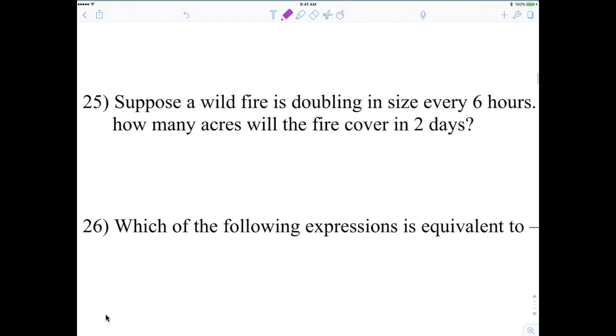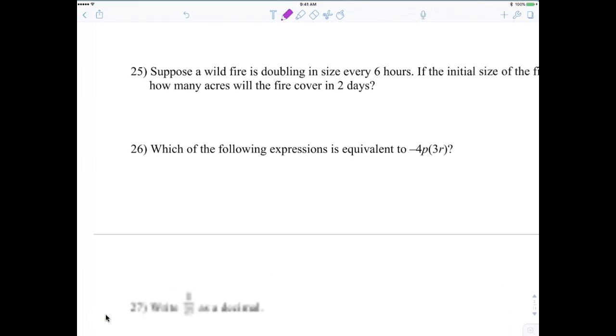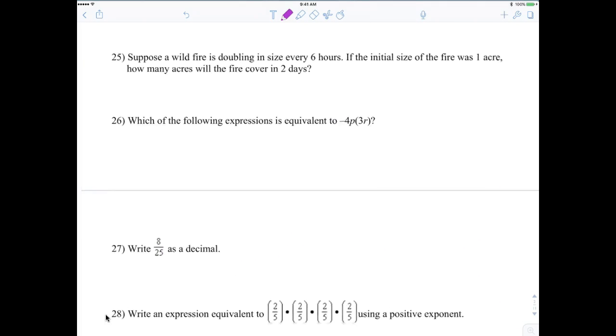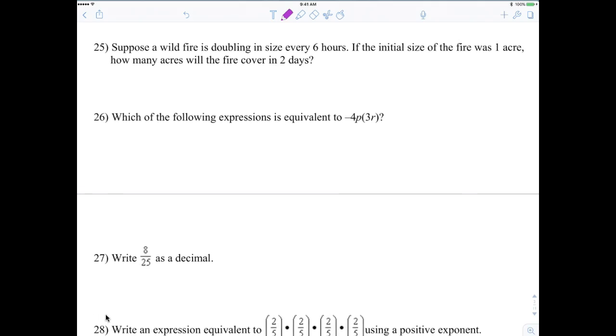All right, 25. It says, suppose a wildfire is doubling in size every 6 hours. If the initial size of the fire was 1 acre, how many acres will the fire cover in 2 days? This is kind of what we were just talking about. All right, so it starts out at what? 1 acre. So I want everybody to put 1 acre down.